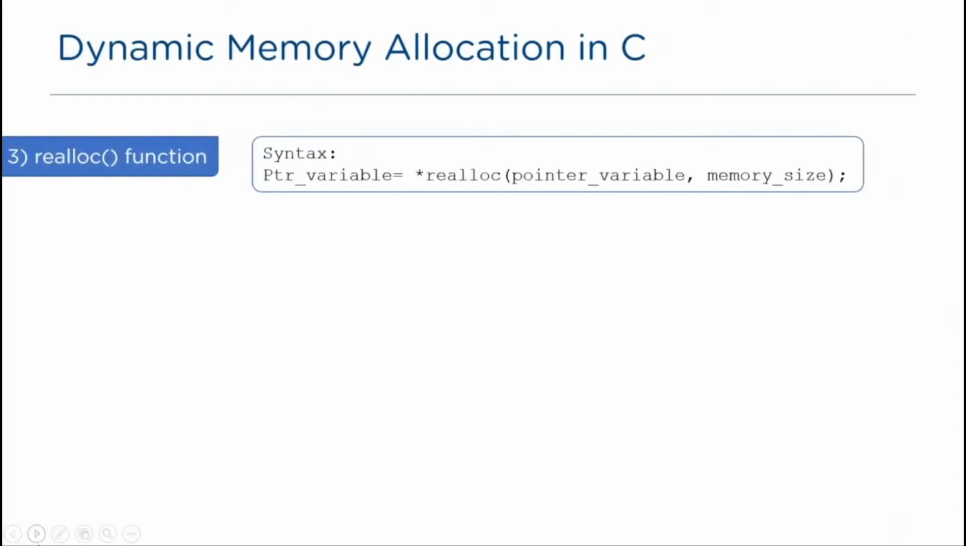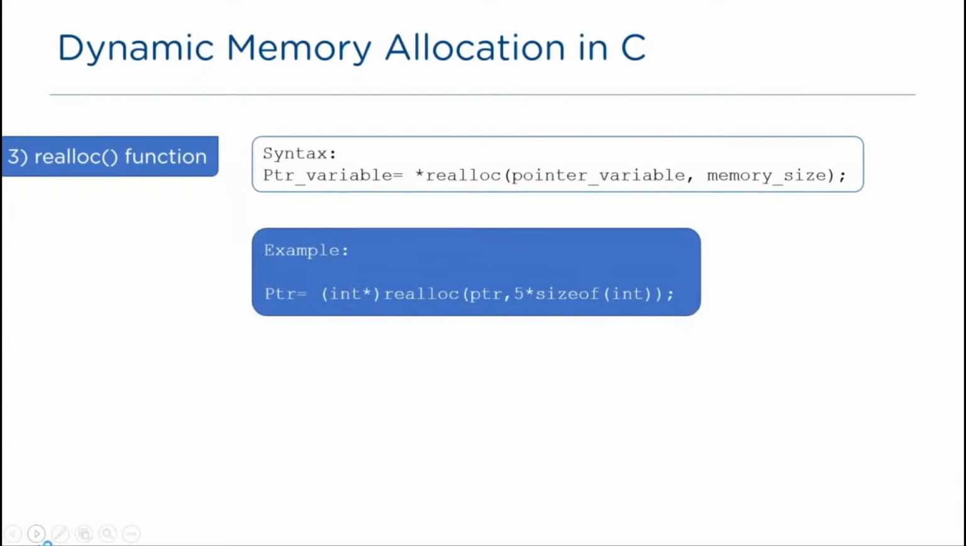Up next, we have realloc function. First, let us look at the syntax. Pointer variable is equal to realloc of pointer variable comma memory size. In realloc function, we pass the pointer variable as an argument and the memory size. For example, realloc of pointer variable ptr comma the size of int.